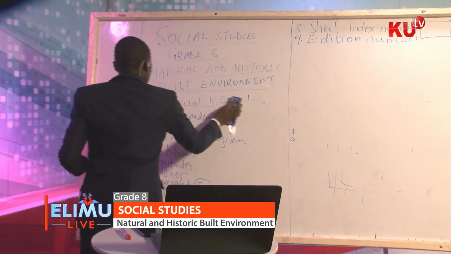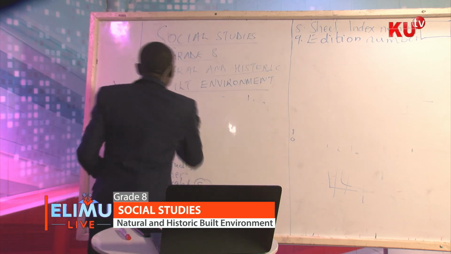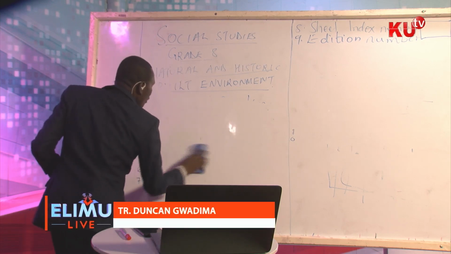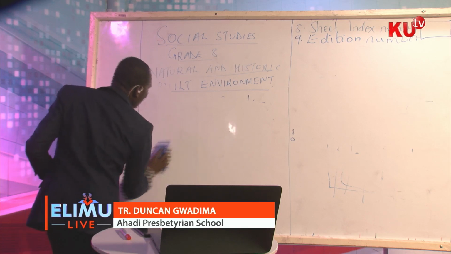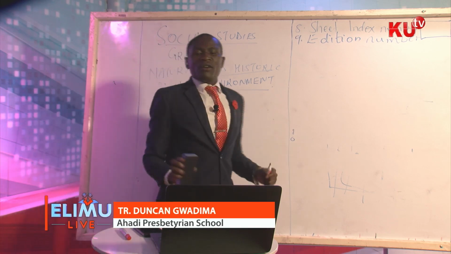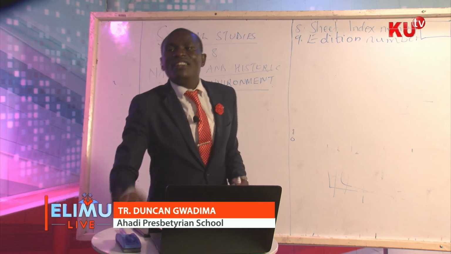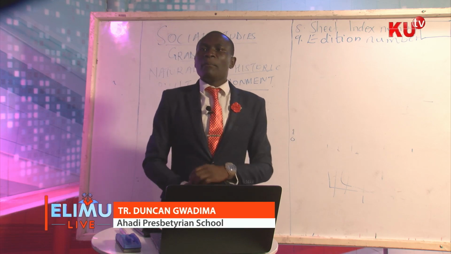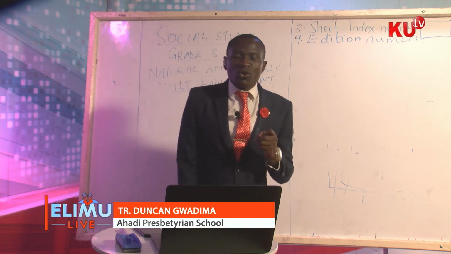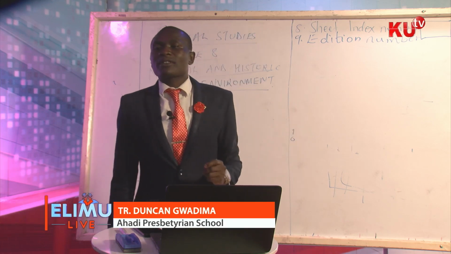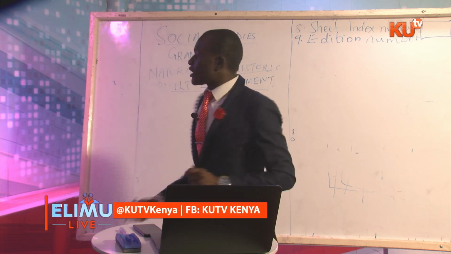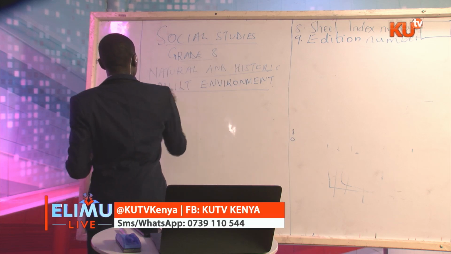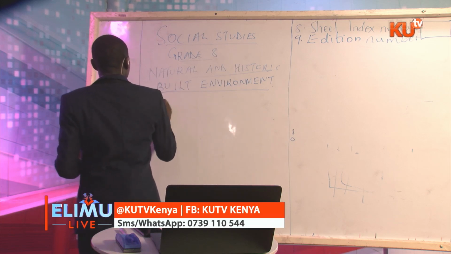As we continue, because now we are looking at map reading and map work, the marginal information that I have just given is not found in all maps. It is found only in some maps. And I want us to look at types of maps.